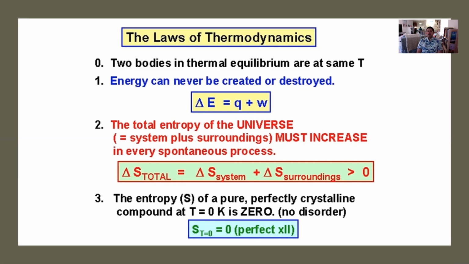Another way we can write it is that delta S total is equal to delta S of the system plus delta S of the surroundings. Now, that delta S total we will also write as delta S of the universe. All right. So entropy is not conserved. It is not something where we move back and forth between the two forms. It is always moving towards disorder in the universe.